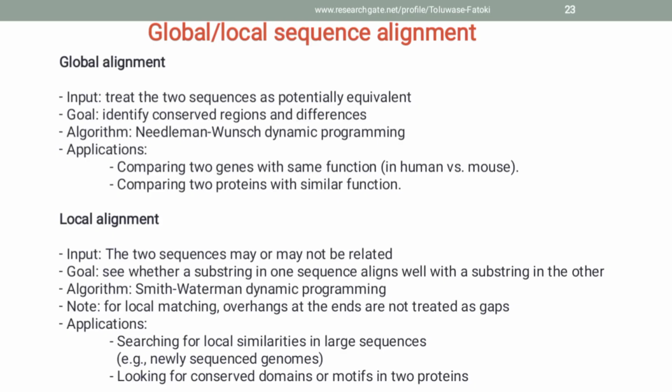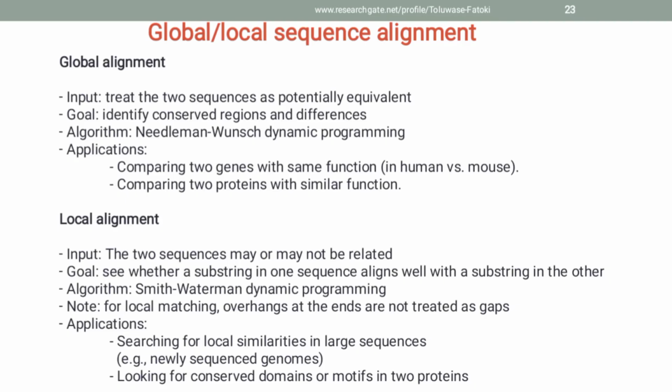This is used when you want to compare two genes or two proteins of the same function, but it could be from different species. We should know that their similarities will be very high, while their differences will be small. So the alignment you can use for that is a global alignment to give you a good score. Then for the local alignment, you use it when you have two sequences that may not be related.